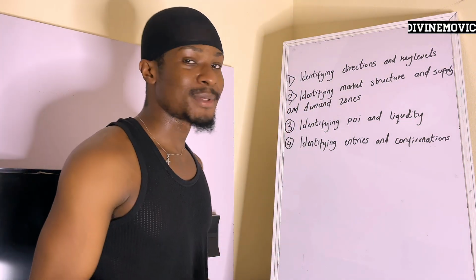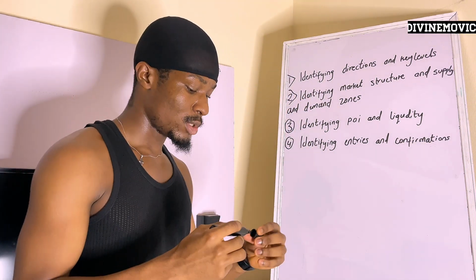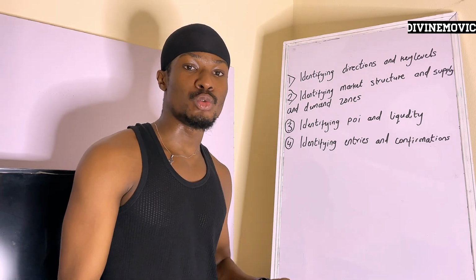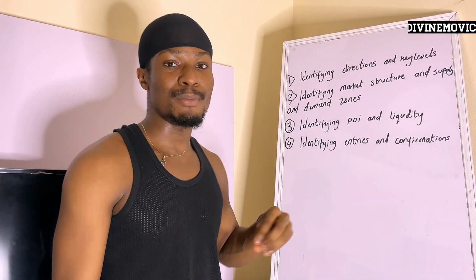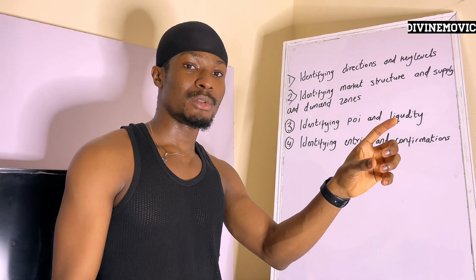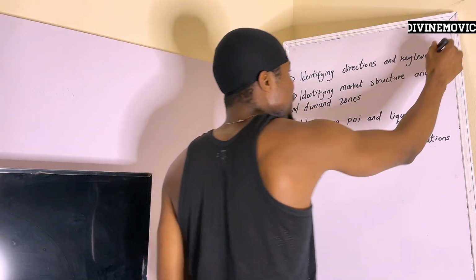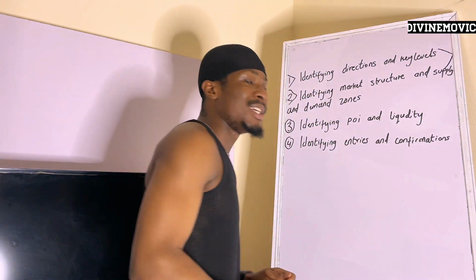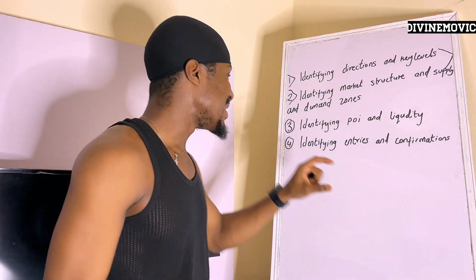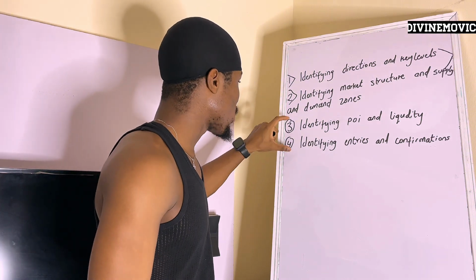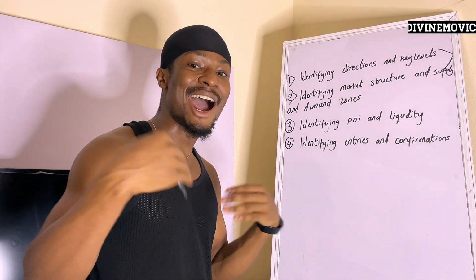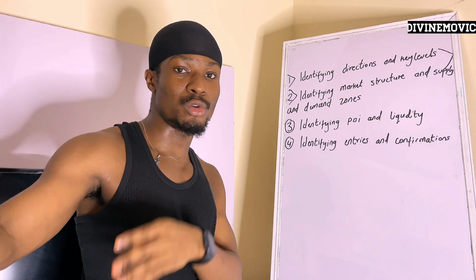Now, these 4 steps are categorized into 2. The first category is the one that tells us where price is going to. That means the first 2 steps here are a category that tells us where price is going to. And steps 3 and 4, or the second category, are the ones that tell us how price is going to that point and how we can join price to go to where price is going to.